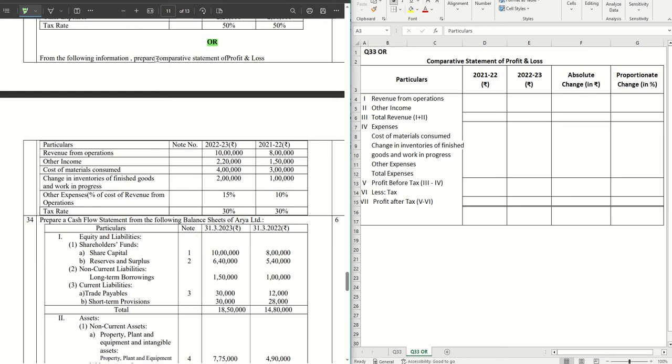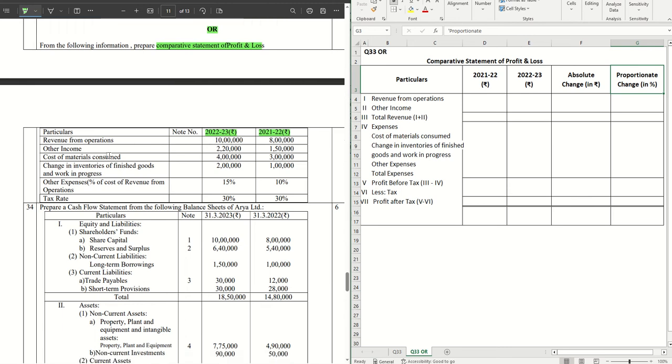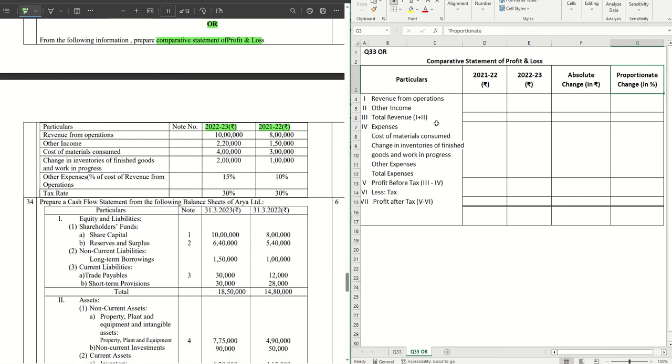This is a sum of comparative income statement. All right. So we have the information given to us. Again, be very careful about the current year and the previous year figures. The format that we are using is previous year first, current year second, and then the absolute change and the proportionate change. All right. So let's put the figures first for the respective years.